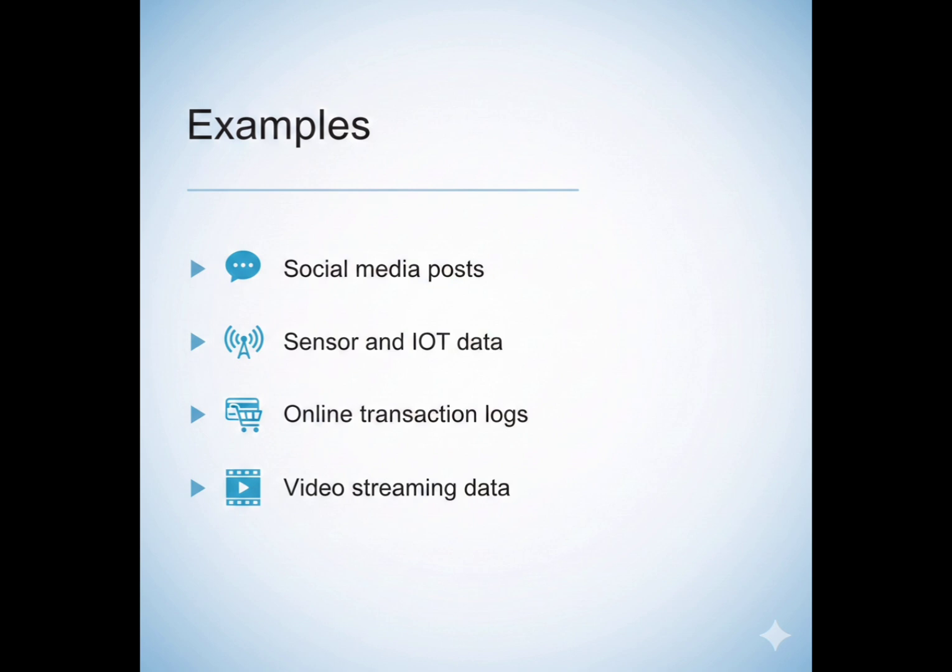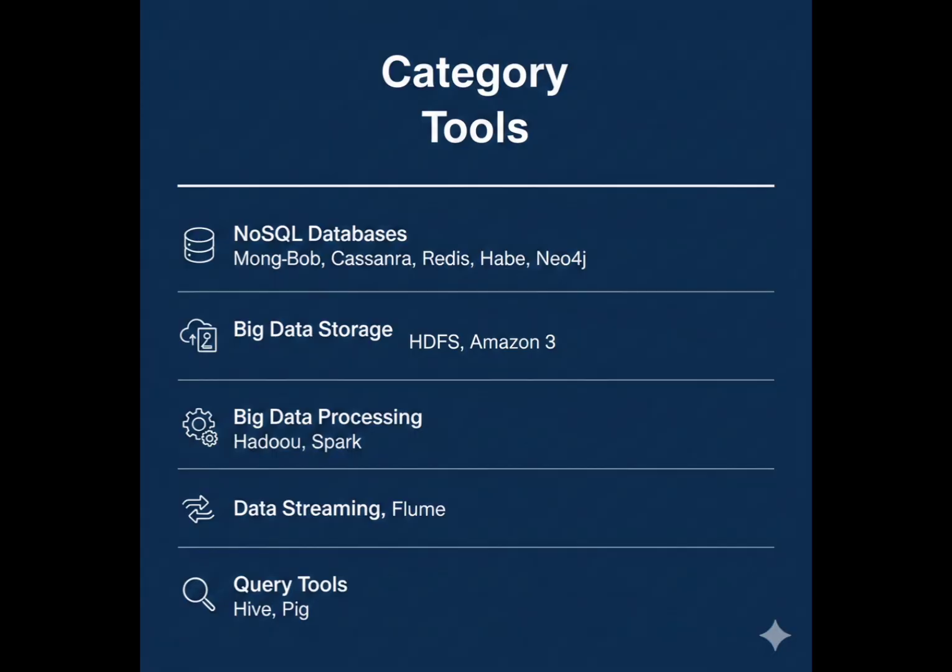The examples of data sources for collecting big data are social media posts, and by using sensors we can collect data, and online transaction logs, and even video streaming data is also big data. There are several tools available for handling big data. For NoSQL databases we have MongoDB, Cassandra, Redis, HBase and Neo4j, and for data storage we use HDFS and Amazon S3, and for data processing we use Spark, and for data streaming we use Storm, and there are several query tools available for us such as Hive and Pig.